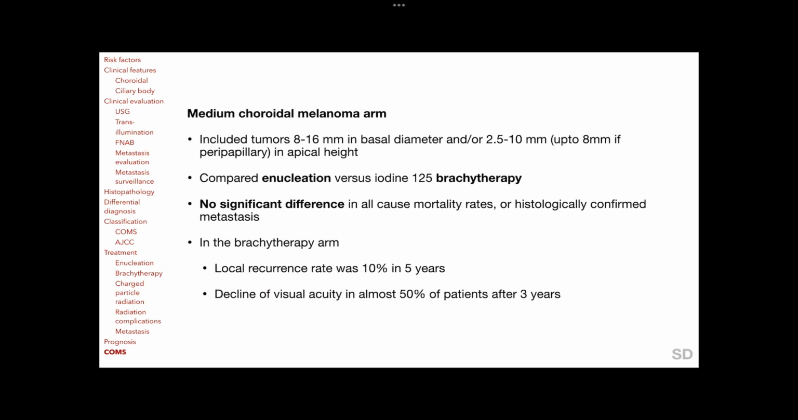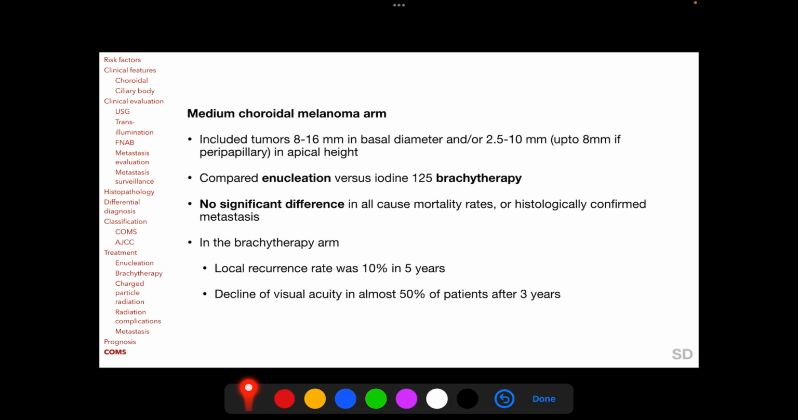So this arm established that enucleation alone was an appropriate therapy for large choroidal melanoma which are not amenable to globe-conserving radiotherapy. The medium choroidal melanoma arm included patients with tumors 8 to 16 mm in maximum basal diameter and or 2.5 to 10 mm in apical height, and this arm compared enucleation versus iodine 125 brachytherapy, and it found no significant difference in the rates of all-cause mortality or rates of histologically confirmed metastasis. However, in the brachytherapy arm, there was a local recurrence rate of 10% in 5 years, and there was a decline of visual acuity due to radiation-induced complication in almost 50% of patients after 3 years.